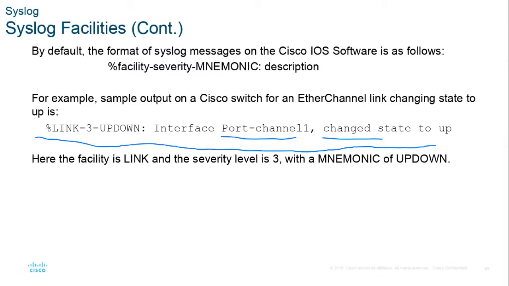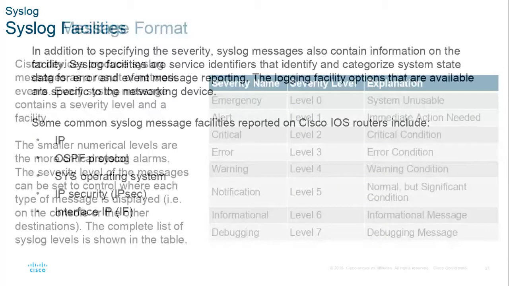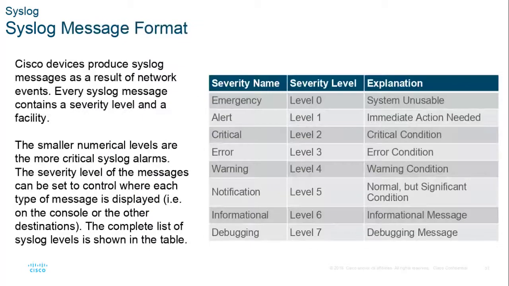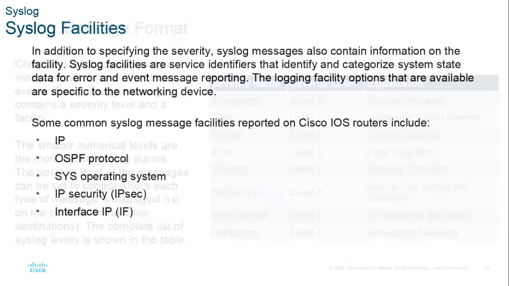So the severity level here is 3. Now, if I had set my severity level to only show 2 or 1 or 0, I wouldn't see that message. If I want to see severity level 3, I need to be at level 3 or above. So if I want to see everything, warts and all, I'll set it to 7 where I can see all that stuff.